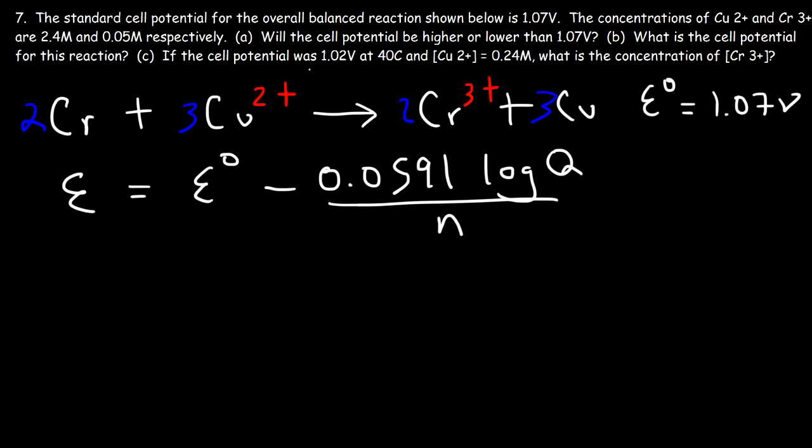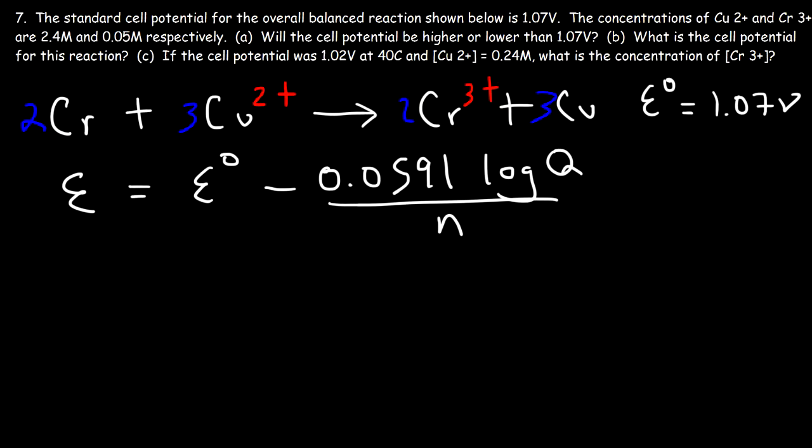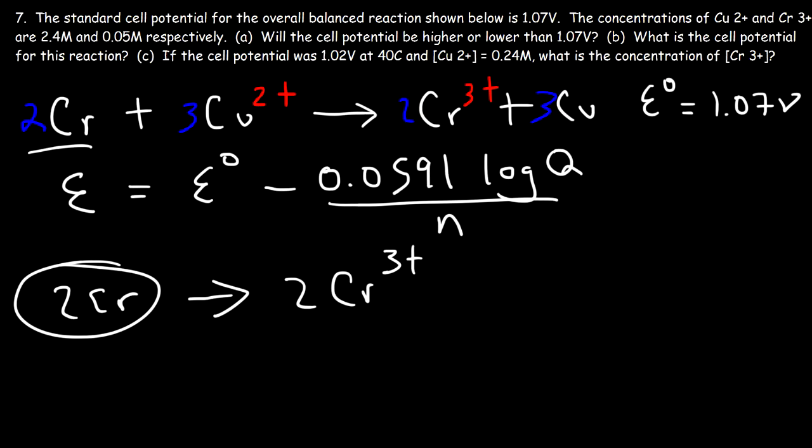Now in part C, the temperature is 40 degrees Celsius. So we need to use a different form of that equation for that part. Now first, let's focus on N. So notice that we have 2 chromium atoms. How many electrons do we need to balance this reaction? The total charge on the left side is 0. On the right side, it's 2 times 3 plus, or plus 6. So we need 6 electrons to balance that reaction.